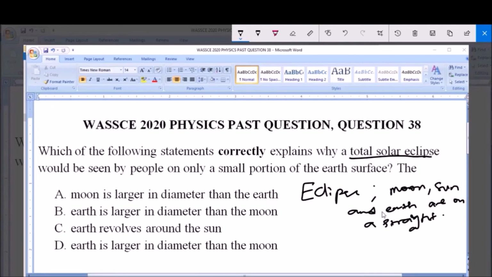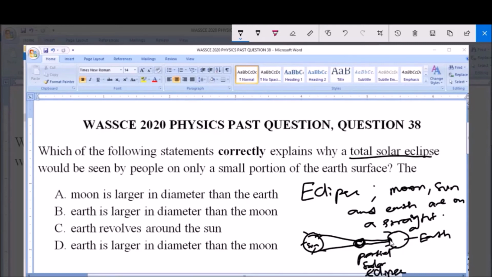Now in a solar eclipse, the Moon stays between the Sun and the Earth. Let's say for instance you have the Sun. This is the Sun. Now you have the Moon, and then you have the Earth. Now this is the Earth. You will see that only a small portion of the Earth will be affected by the total solar eclipse, because the Moon here will be blocking the rays of light from the Sun to this particular part of the Earth. But other parts of the Earth, like this part and this part, experience a partial solar eclipse.